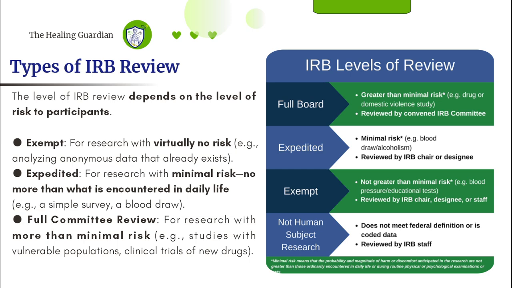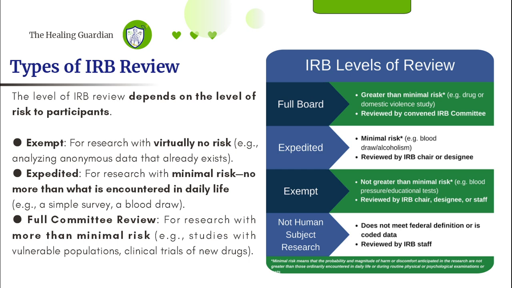That is for research with minimal risk, or no more than what is encountered in daily life. If your research is going to be a simple survey, or a blood draw, where you use blood from people, that is a normal encounter in daily life. Of course there is risk, but at that level it is called expedited. So it is reviewed by the IRB chair or a designee.